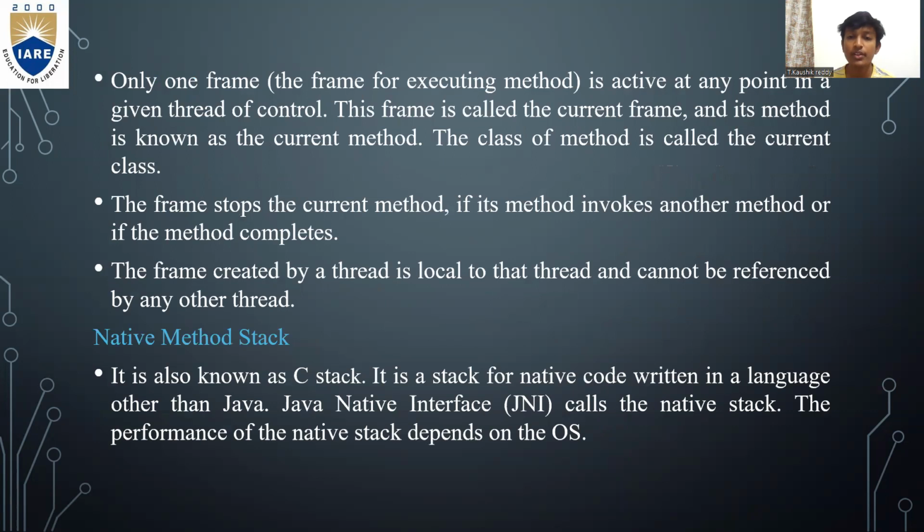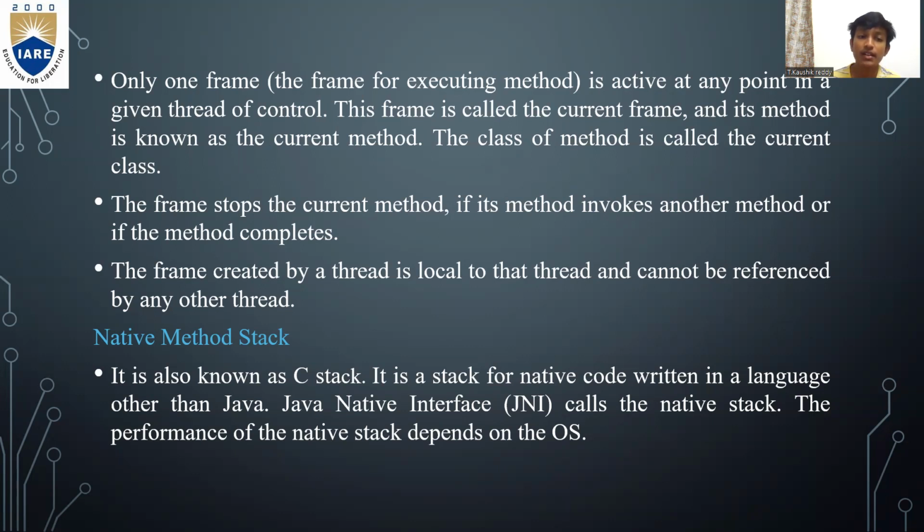Only one frame, the frame for the executing method, is active at any point in a given thread of control. This frame is called the current frame, and its method is known as the current method. The class of the method is called the current class. The frame stops being current if its method invokes another method, or if the method completes. A frame created by a thread is local to that thread and cannot be referenced by another thread.